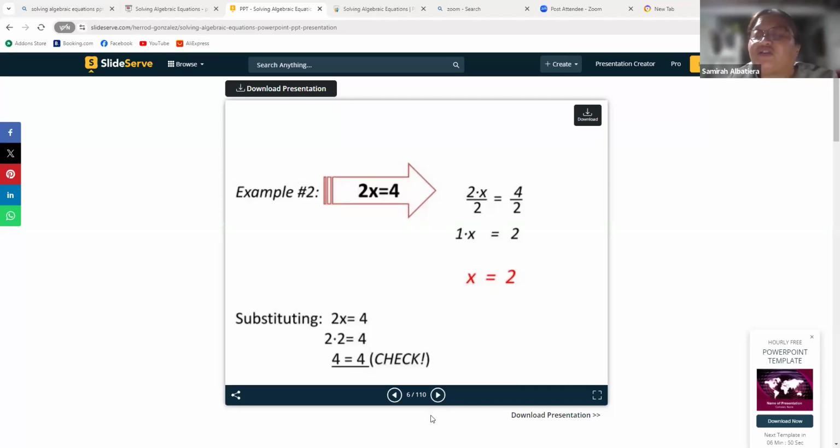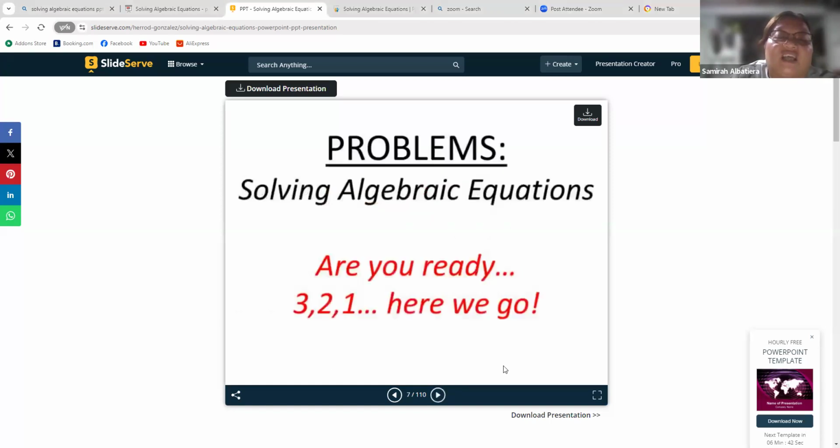Maybe for now he's just confused, but later on I know that he will love mathematics. Okay, so these are some problems which we are going to solve. Are you ready? 3, 2, 1, here we go.